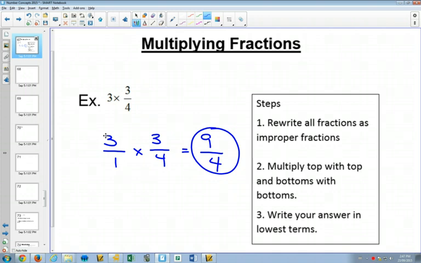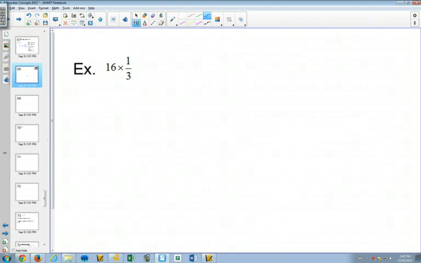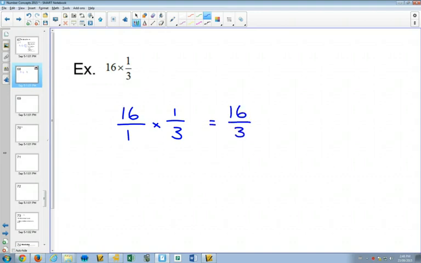So here's a second example that we'll do together. 16 times 1/3. First of all, how could I write 16 as a fraction? 16 over 1 times by 1 over 3. If you multiply the tops together, what is 16 times 1? 16. What is 1 times 3? Can you simplify that? No. If you want to have this in lowest terms, there would have to be a number you could divide the top by, and the same number would have to divide the bottom. But you can't divide 16 by 3, which is the only thing that you can divide the bottom by. So this is in lowest terms.